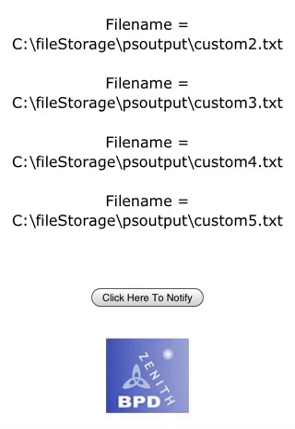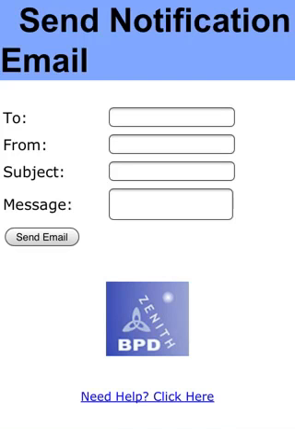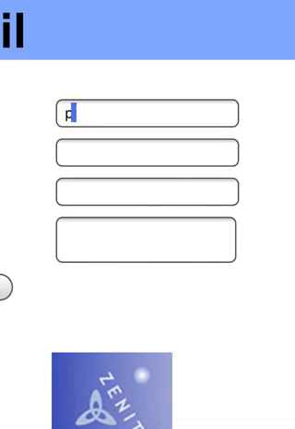If you need to notify another user if there is a problem, click on the Click Here to Notify button. This button takes you to the email application. From here, you can send an email to any valid email address. I am now going to put a demonstration email address in here to send an email.